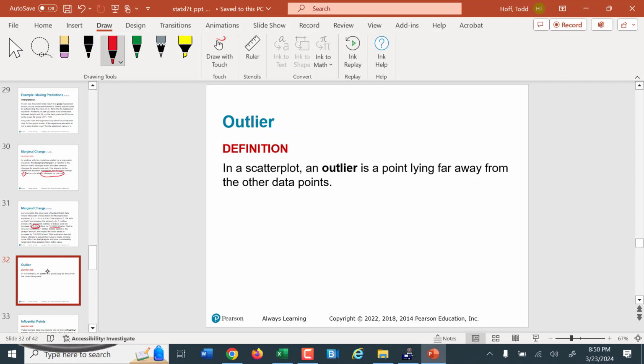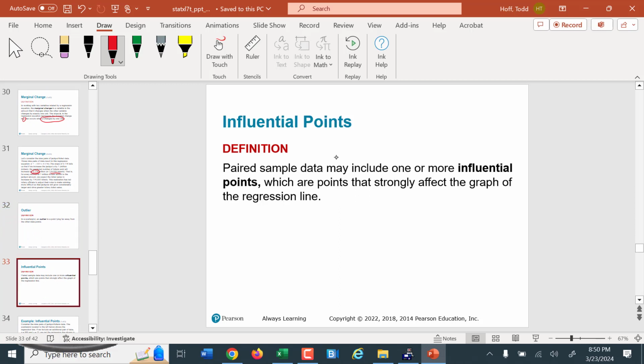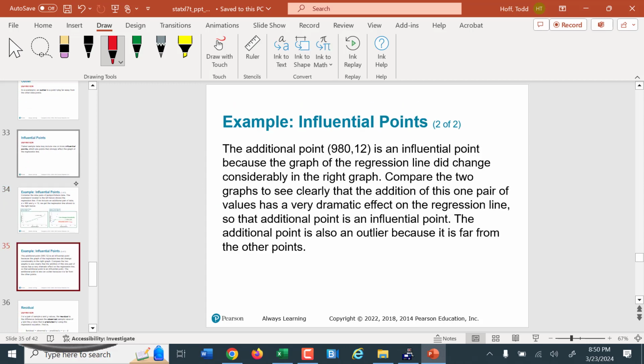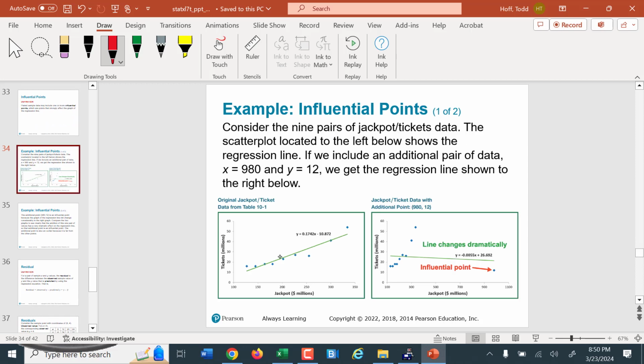So an outlier is any point that is far away from the other data points. Now, there's another definition called influential points, and these are points that may be outliers or may not, but they strongly affect the graph of the regression line. So here's the original data set that we had before. Here's the data set with an extra point added.